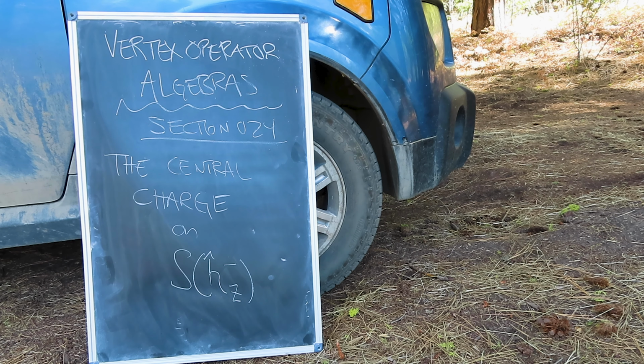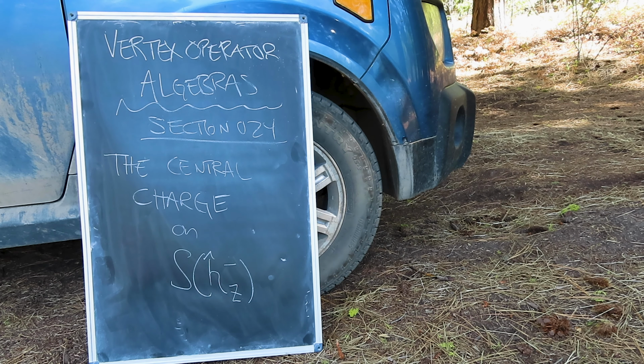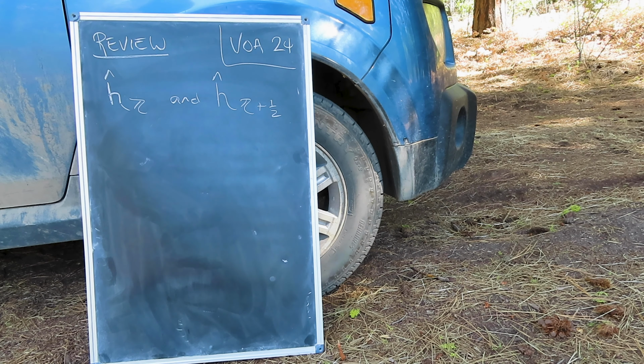Today we're tying off some loose ends in our story of Heisenberg modules. Notably, we'll show that the central charge of the Virasoro operators on our family of modules will amount to the dimension of the underlying abelian Lie algebra. So let's start with a quick review of these two modules.